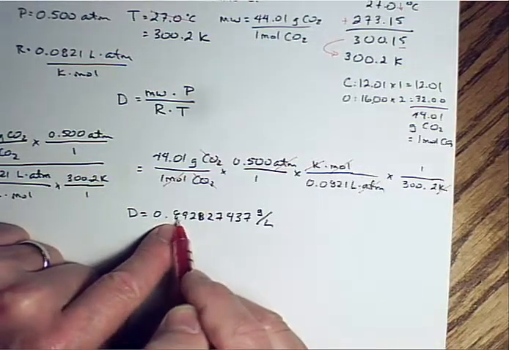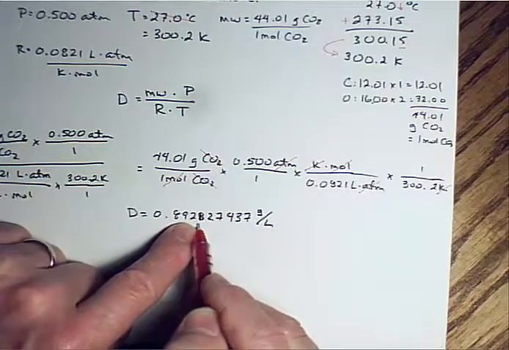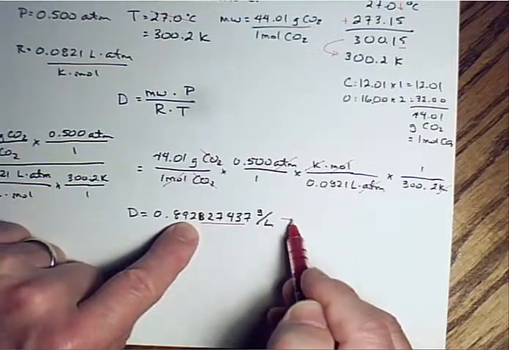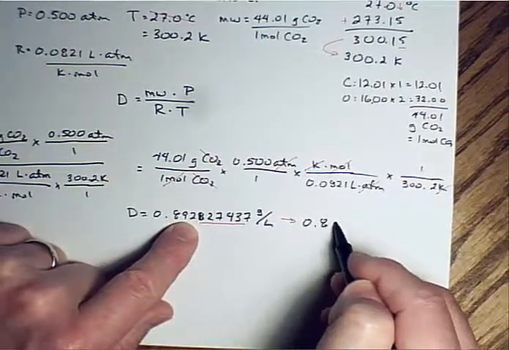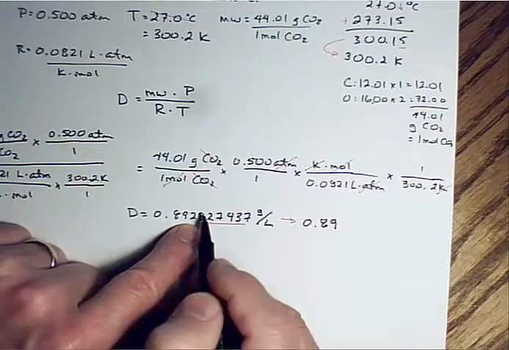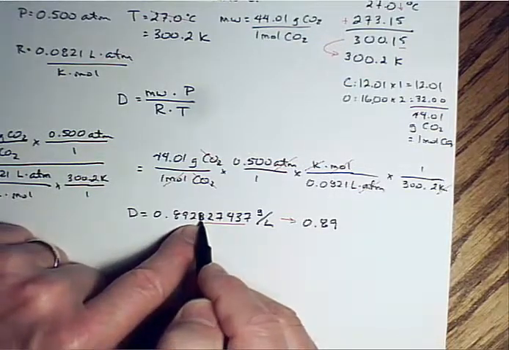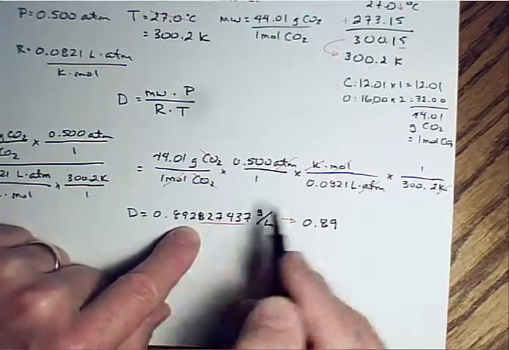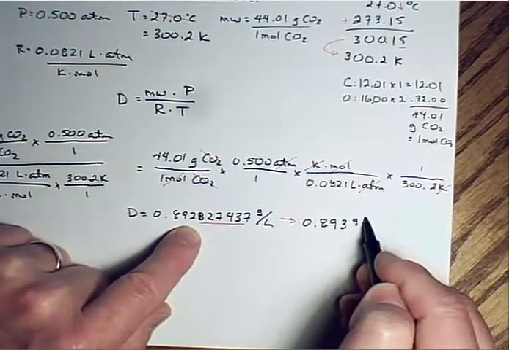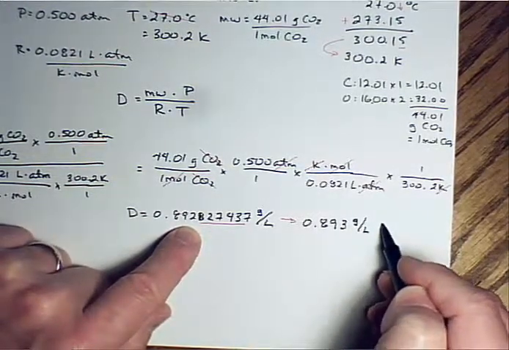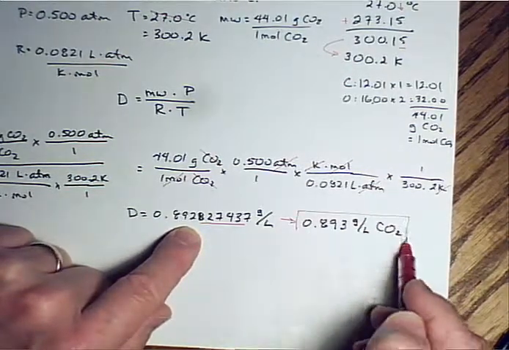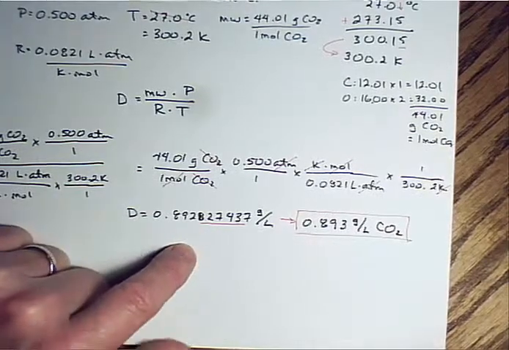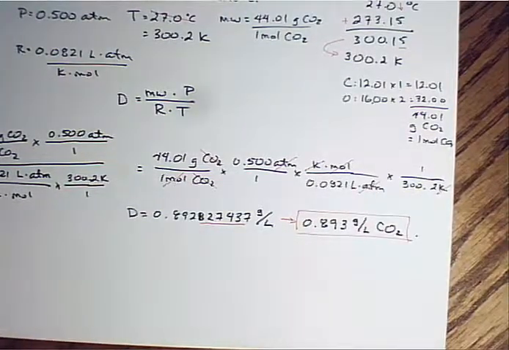Like I said, leading zeros are not significant. 8 then is our first significant digit. 8, 9, 2 then are all of our significant digits. Underline everything else. Draw an arrow. And we're going to write 0.89. And in high school, at this school anyway, we have a number that's 5 or greater here. It's going to round this number up, 0.893 grams per liter. And this is applying to carbon dioxide. And we put a box around it to show that's our final answer. Period. And we're done. Any questions?